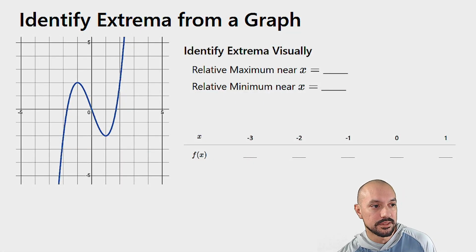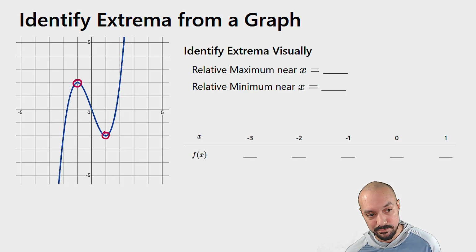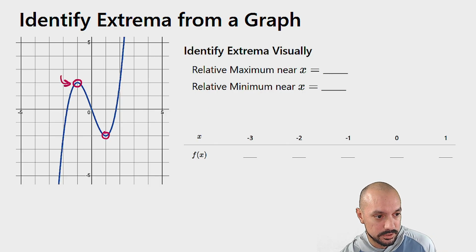Alright, so finding the extrema on the graph is extremely simple. You want to find the dips and the peaks of the graph. So I can see that we have a peak right here. I can see that we have a dip right here. It's as simple as that. Those are our extrema. This extrema in particular up here happens to be a relative max. This extrema down here happens to be a relative minimum.